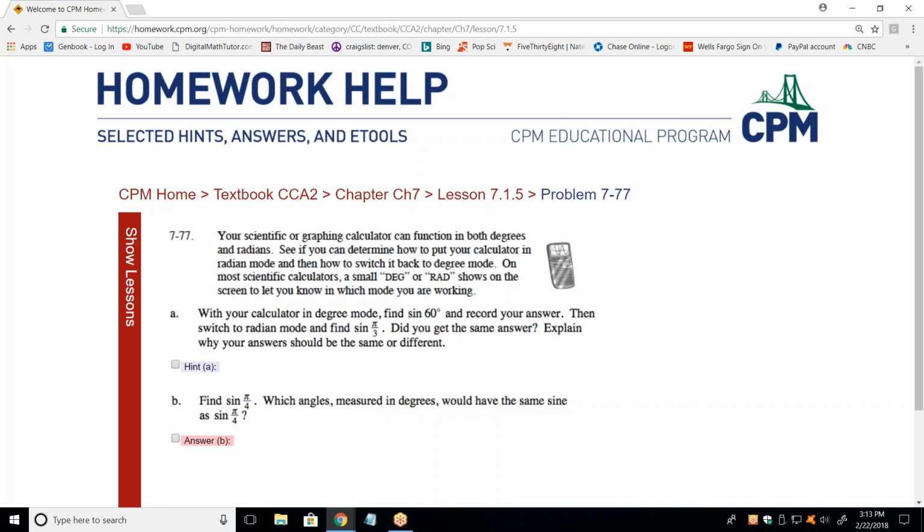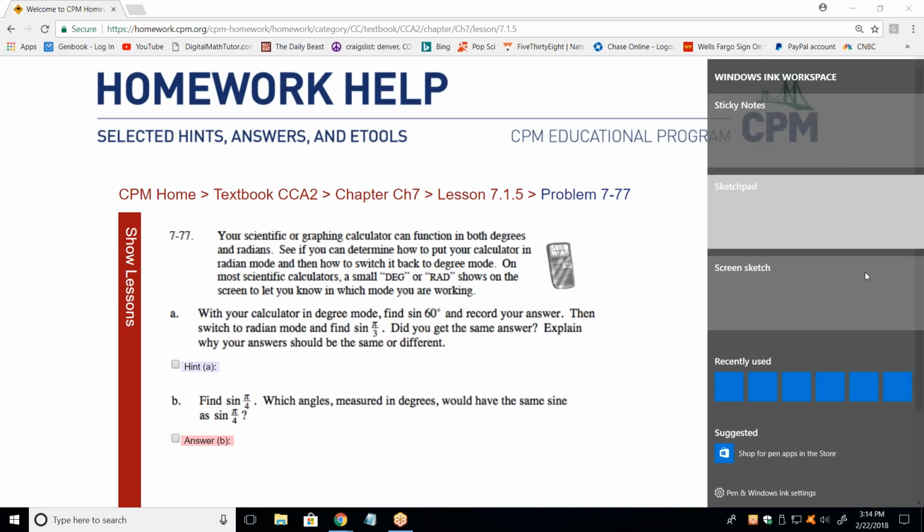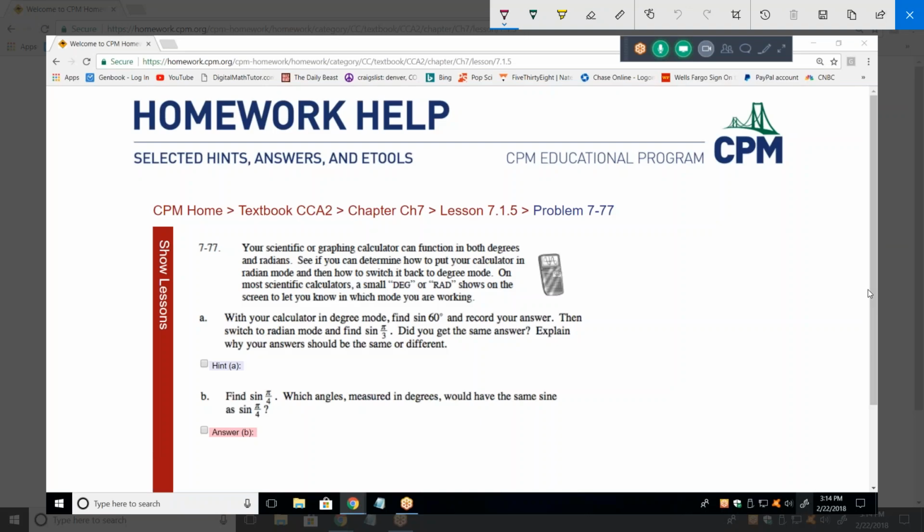Okay, go ahead and do that on A. Find the sine of 60 degrees. Tell me what you get. 0.866. And now switch to radian mode and find the sine of pi over 3. And you have to make sure the pi over 3 is all within the parentheses. So it should say this. In other words, you got to do this.